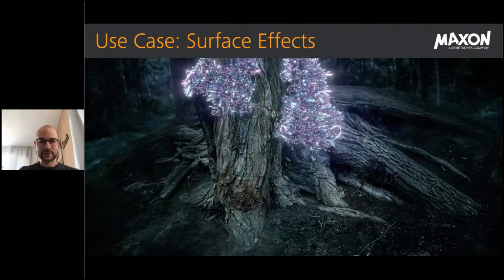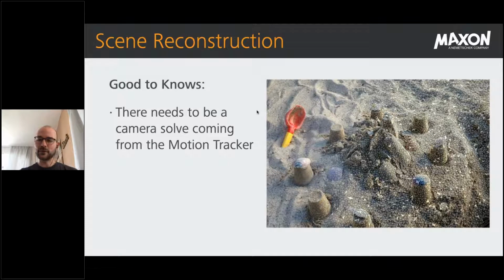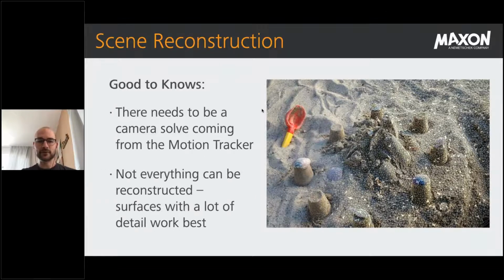So let's maybe start with the good to knows, but this time there are just two of them. First of all, there needs to be a camera solve coming from the motion tracker in order to reconstruct a scene. So you have to go through all of the tracking steps in order to get a scene reconstruction. And the second one that is good to know is, as with the motion tracking, not everything can be reconstructed, and surfaces with a lot of detail work best.